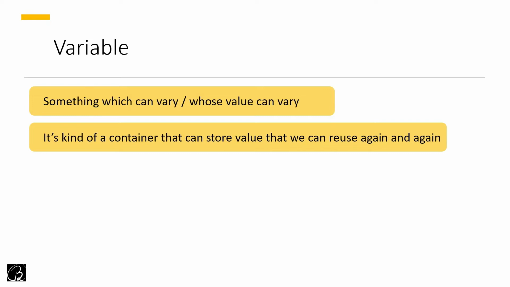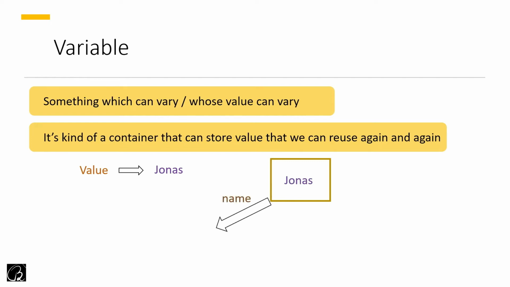Let me show you what I am trying to say. Let's say there is a value called Jonas, and I want to store this value in a variable. How can I do this? I need a container where I can store the value. So let's say this is my container, where I am keeping the value Jonas. Now I have to give a name to this container so that we can identify it. Let's say I have given the name first name. This is nothing but the name of the container. So we have to understand what this container is all about.